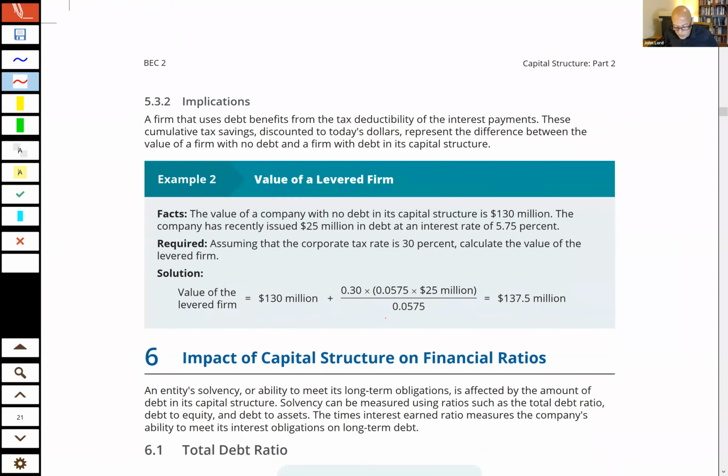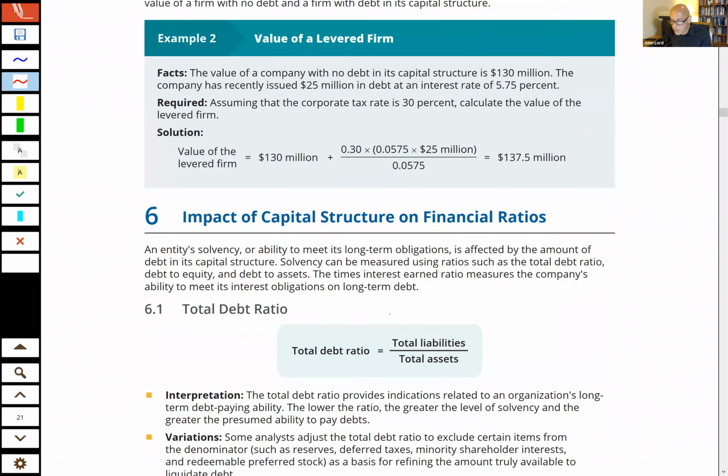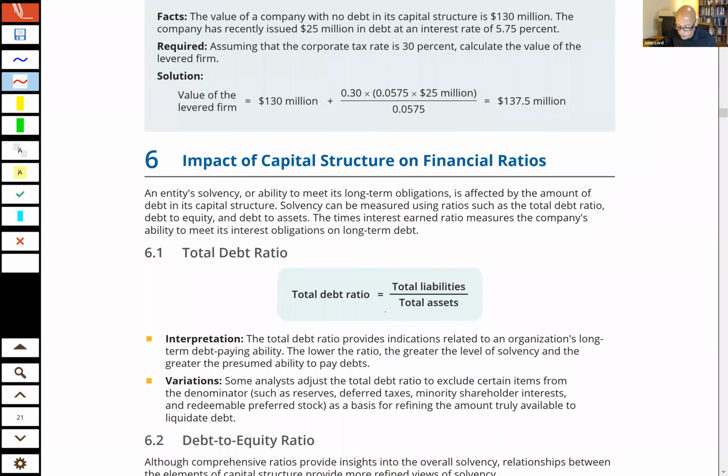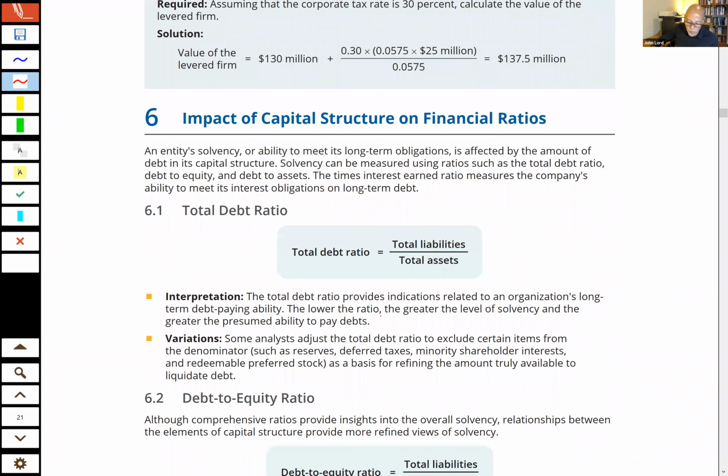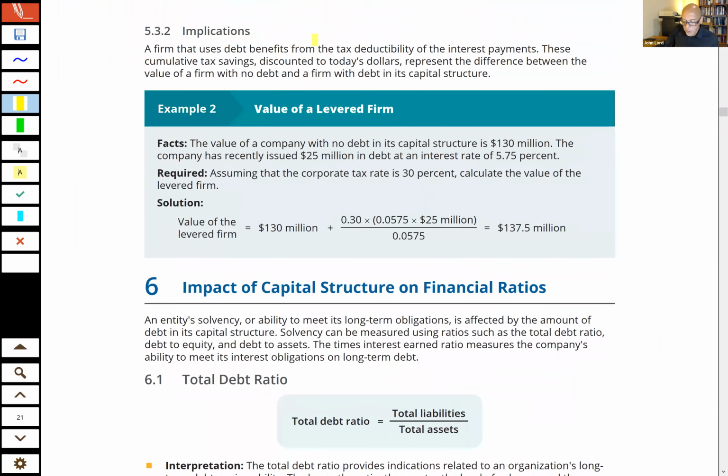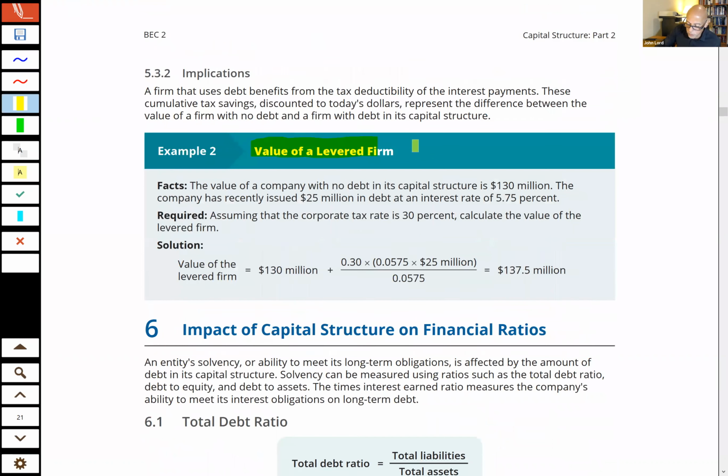Okay, good. Next, the impact of capital structure on our financial ratios. Oh, sorry guys, we can look at this example first. This example is helpful, and I don't want to skip it. Let's take a look at the value of the levered firm. They tell you the value of the company with no debt in its capital structure is 130 million. We're going to have to write that down. We know we need that.